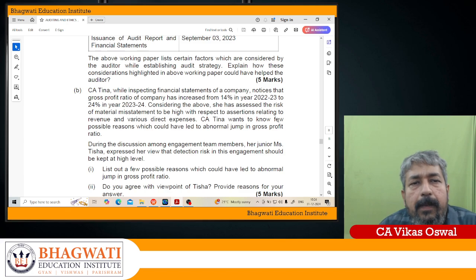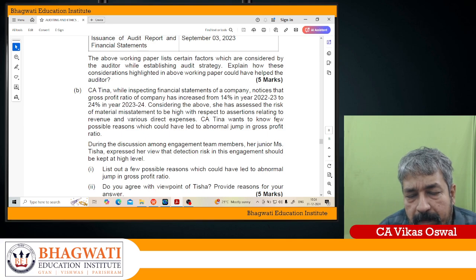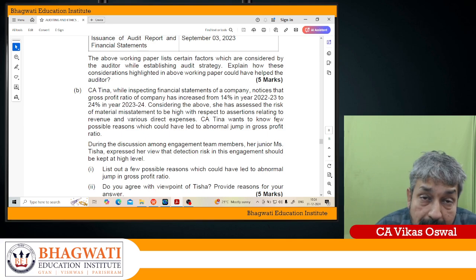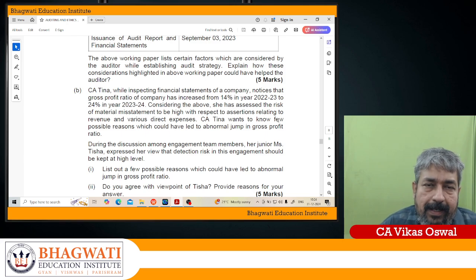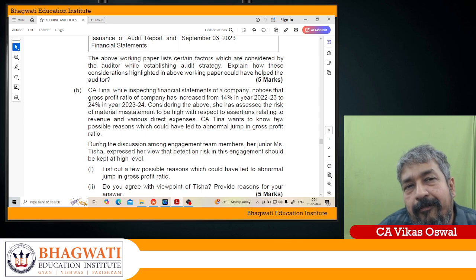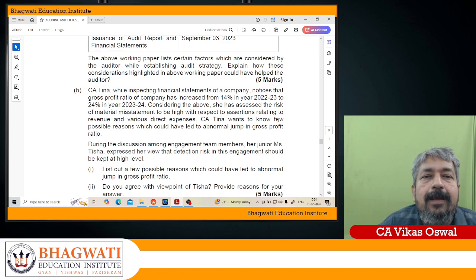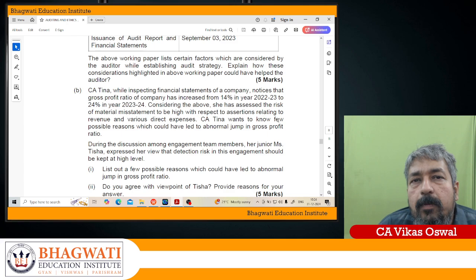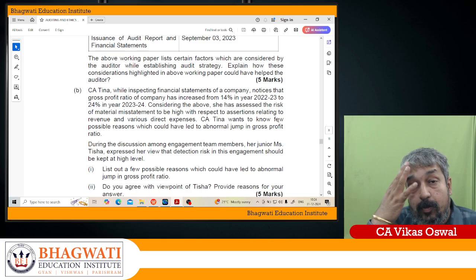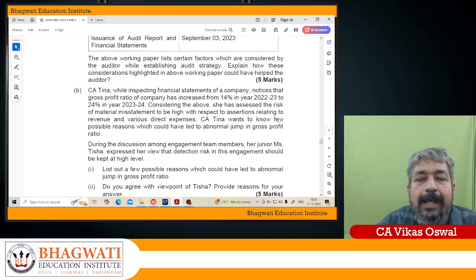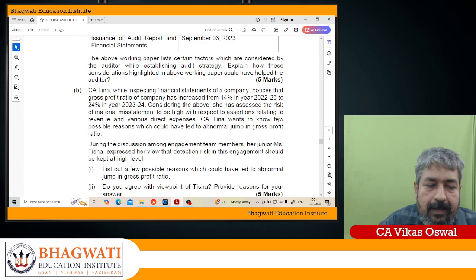One, there may be overvaluation of closing stock, so there may be overvaluation of inventory. Two, there may be overstatement of revenue, meaning they may be showing abnormal sales, an increase in the sales. Or three, there may be understatement of the direct expenses, like they may reduce the purchases, or reduce the freight inward expenses. So either the closing stock is overvalued, or revenue is increased in a fictitious manner, or direct expenses may be understated. That is the whole idea. These are the three reasons why there is an abnormal jump in the GP ratio.